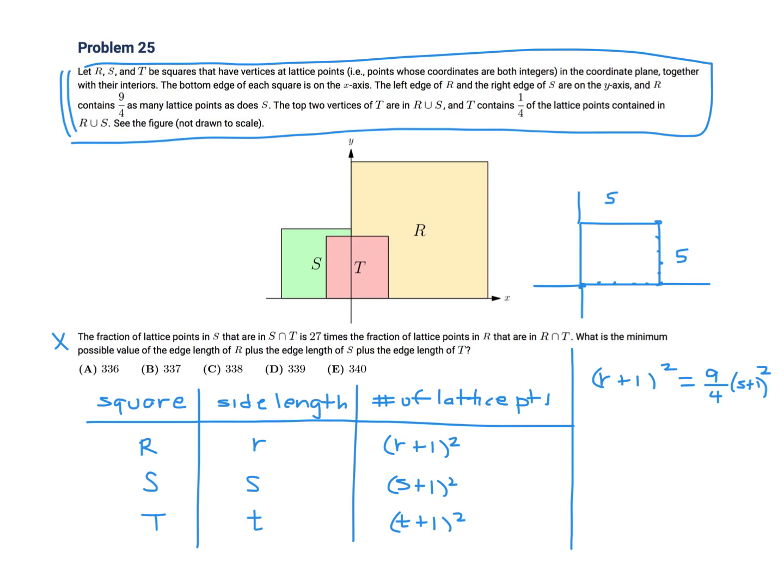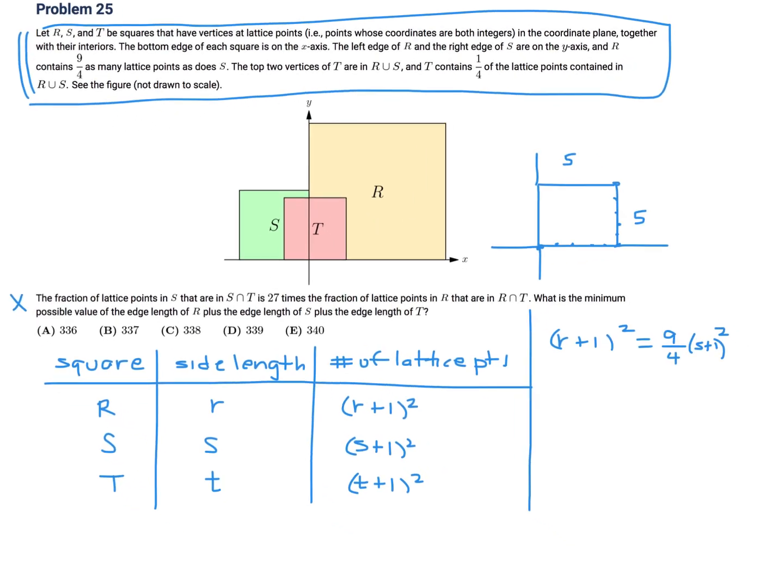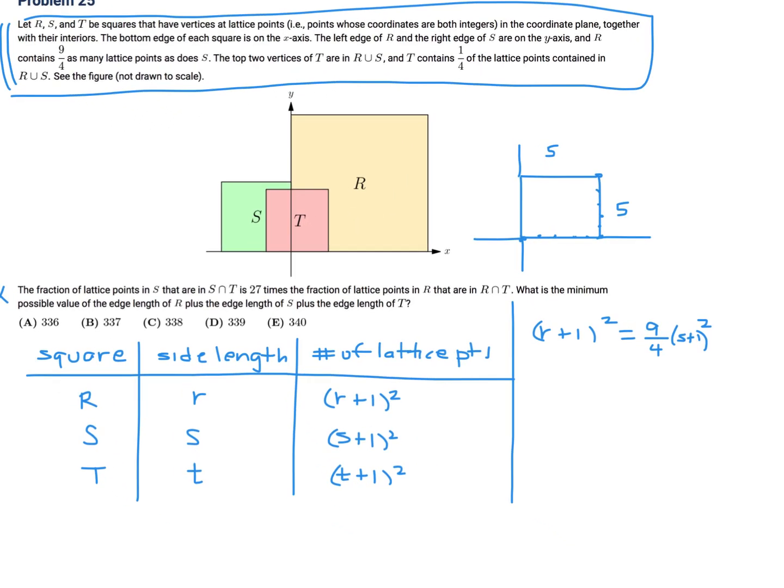And then they tell me the other one, which is the 1/4 part of the question, that T contains 1/4 of the lattice points contained in R union S. So the number of lattice points in T would be (T plus 1) squared. And that is 1/4. 1/4 of what, though? Not R or S, R union S. So all the lattice points in R and in S.